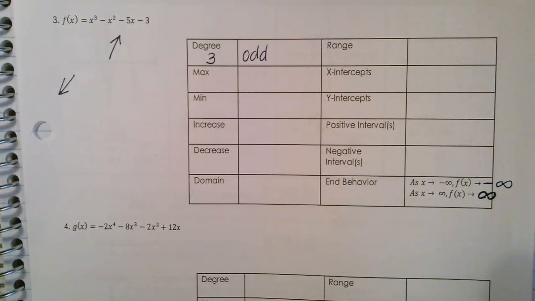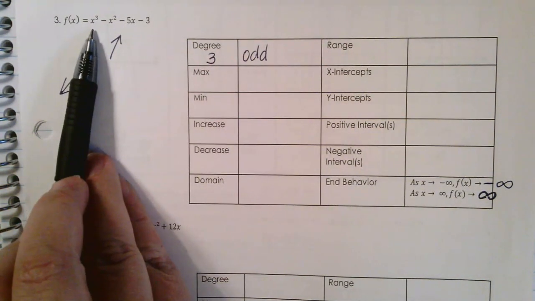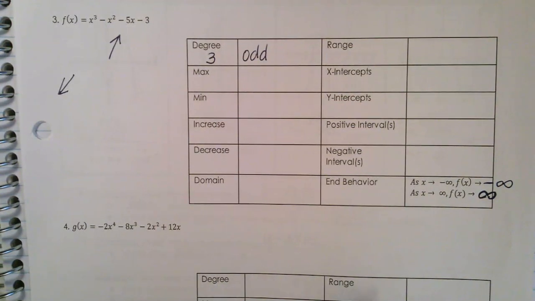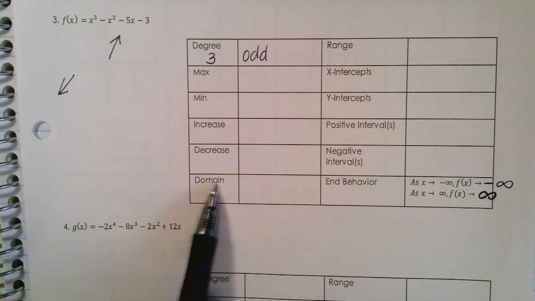So there's one thing I can go ahead and write without needing to see the graph, just from what we know about end behavior and degree. Now, another thing we can figure out without having to see the graph is domain.